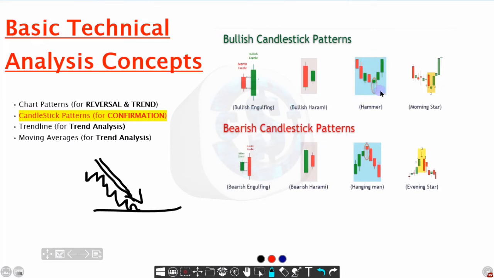So here we have the hammer. All right. So the simple name I call it is rejection candle, and you can see what it simply means. Price was trading down, and then on this day, it looked like it was going to trade down even further, but then rejects very strongly.